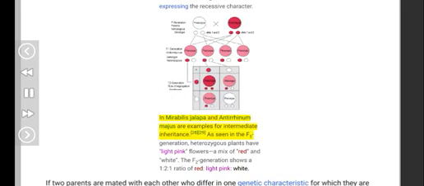Mirabilis jalapa and Antirrhinum majus are examples of intermediate inheritance. As seen in the F1 generation, heterozygous plants have light pink flowers, a mix of red and white. The F2 generation shows a 1:2:1 ratio of red, light pink, white.